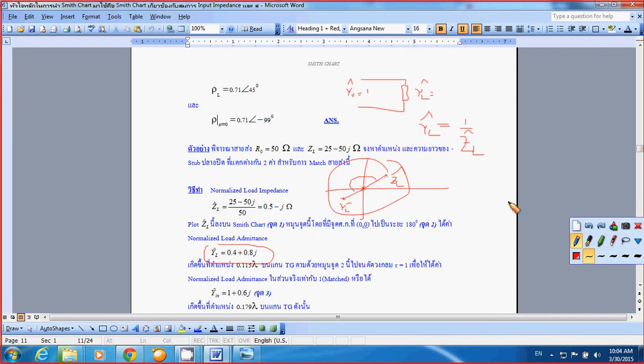And when you have YL normalized, from the problem it gives you 0.4 plus 0.8j. The position of YL on the plot is going to be different than this, but I just give you the idea of how to get YL when you have ZL normalized here.